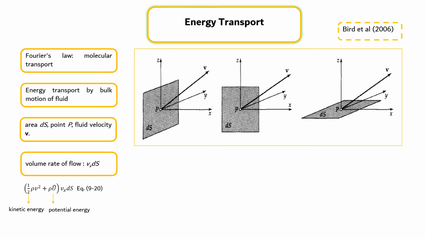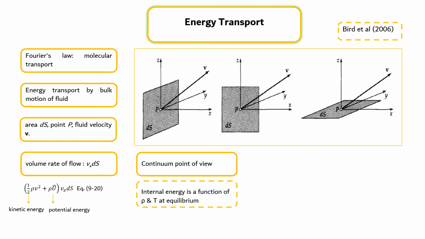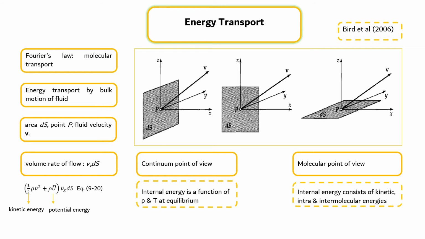The definition of the internal energy in a non-equilibrium situation requires some care. From the continuum point of view, the internal energy at position r and time t is assumed to be the same function of the local instantaneous density and temperature that one would have at equilibrium. From the molecular point of view, the internal energy consists of the sum of the kinetic energies of all the constituent atoms relative to the flow velocity v, the intramolecular potential energies, and the intermolecular energies within a small region about the point r at time t.